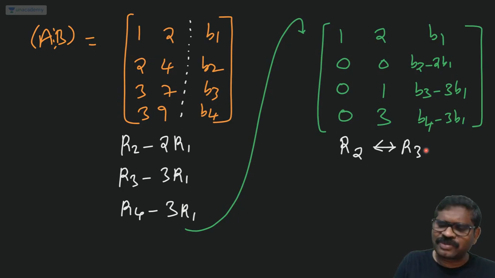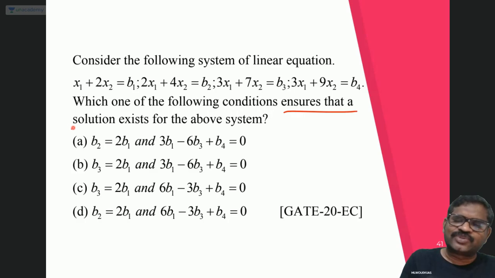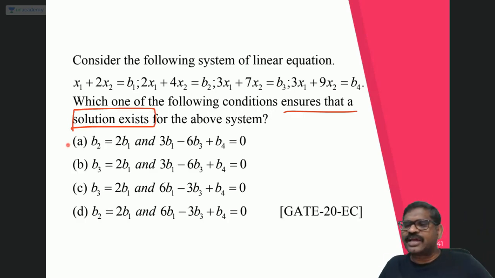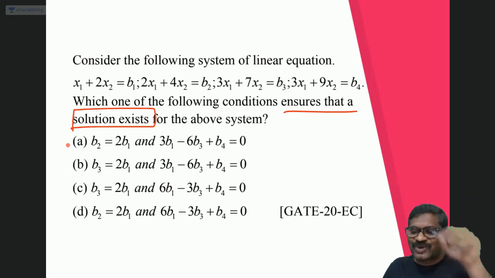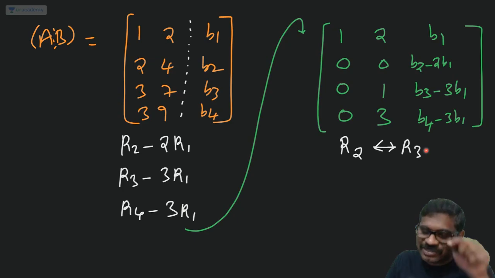Namita, read the problem first. Which of the following conditions ensures that a solution exists? If you take rank of AB 4, then gone. Rank of A and rank of AB are different, so it becomes inconsistent. So you have to get a solution. How to get a solution? Rank of A and rank of AB must be equal.